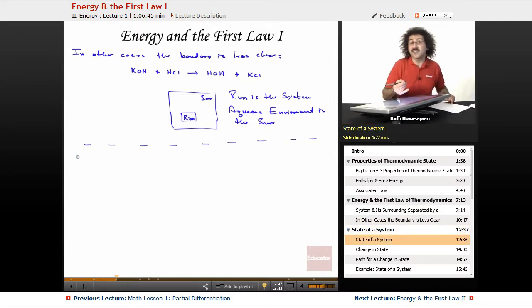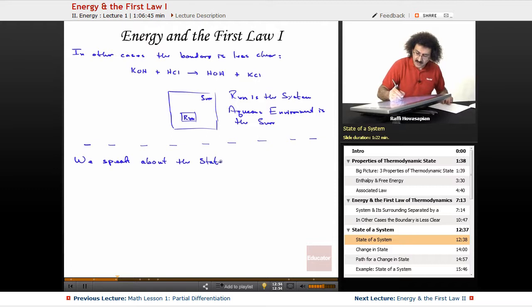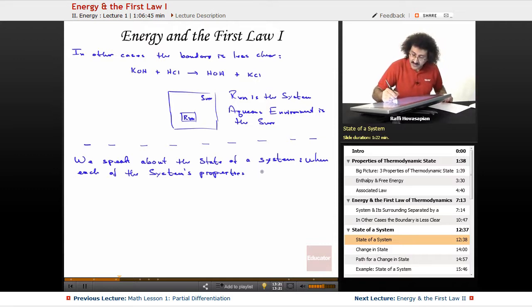Now, we speak about the state of a system. You're going to hear the word state a lot in thermodynamics. So we speak about the state of a system. And the state is when each of the system's properties has a given value.